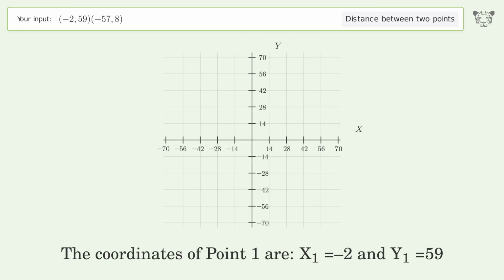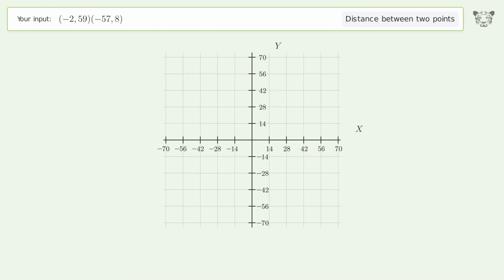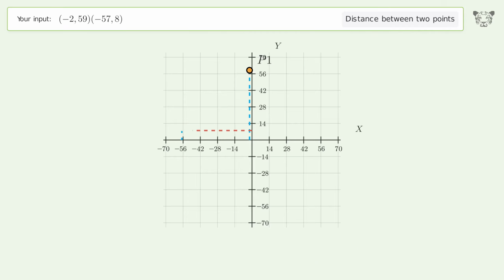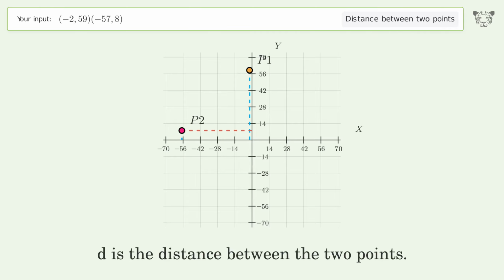The coordinates of point 1 are x1 equals -2 and y1 equals 59. The coordinates of point 2 are x2 equals -57 and y2 equals 8. D is the distance between the 2 points.